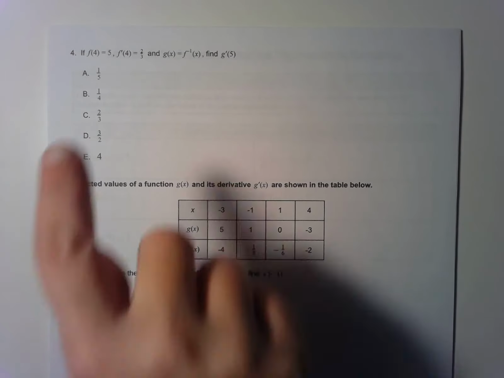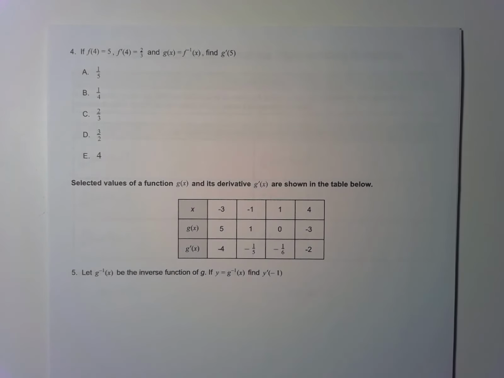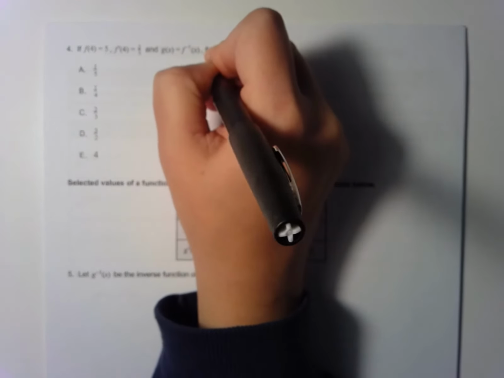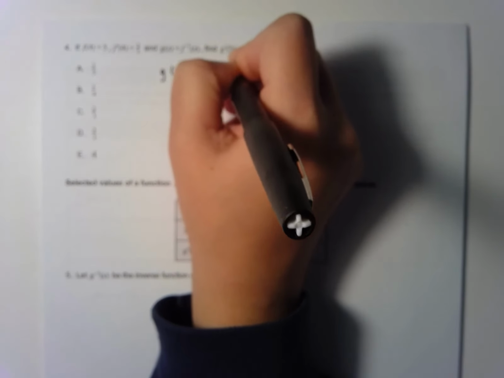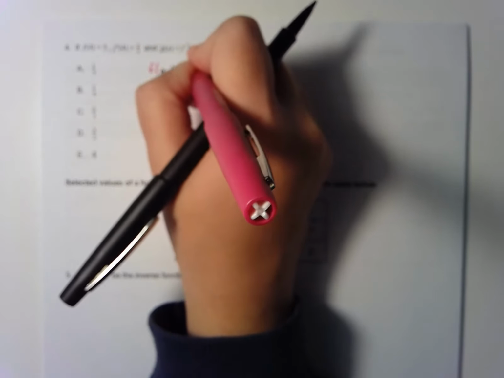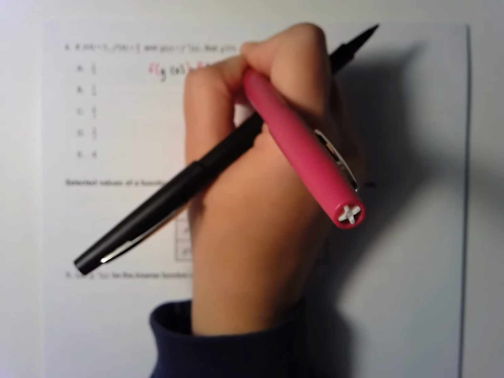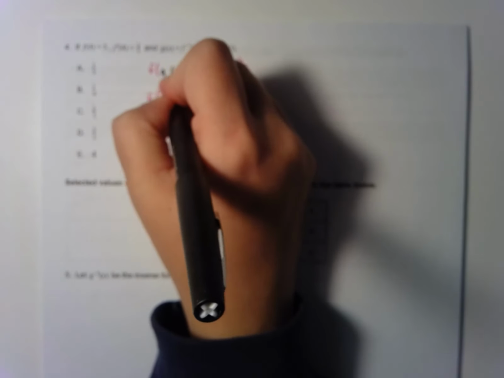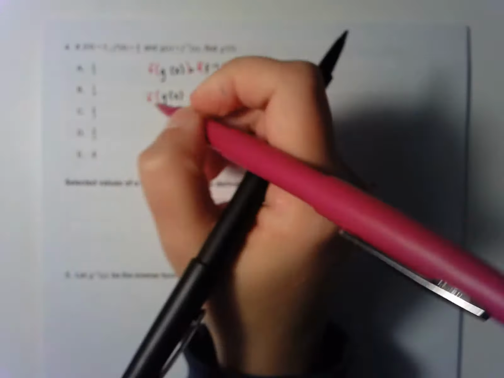Now, as soon as I see that there's an inverse in this problem, I know I'm going to follow my inverse steps. So I'm going to start with the equation g of x is equal to f inverse of x. I'm going to apply the function f to both sides, which means on the left side I have f of g of x. And on the right side, I just have x.